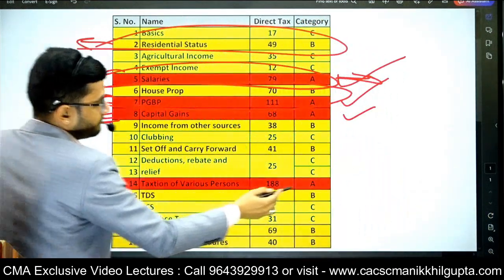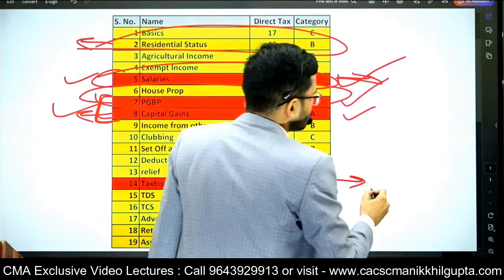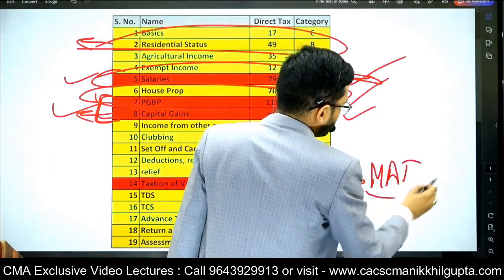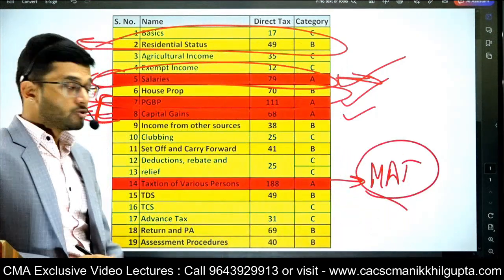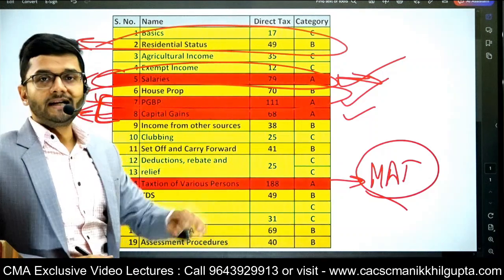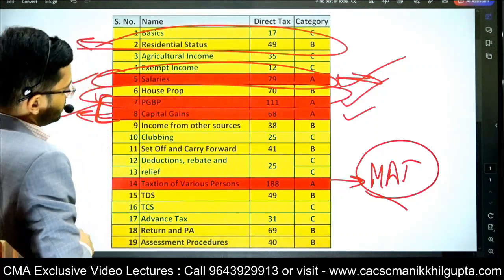Then assessment of various persons, specifically the questions related to MAT, are very, very important. Please do this chapter really well. So this will be my take on A category chapters out of all the chapters.